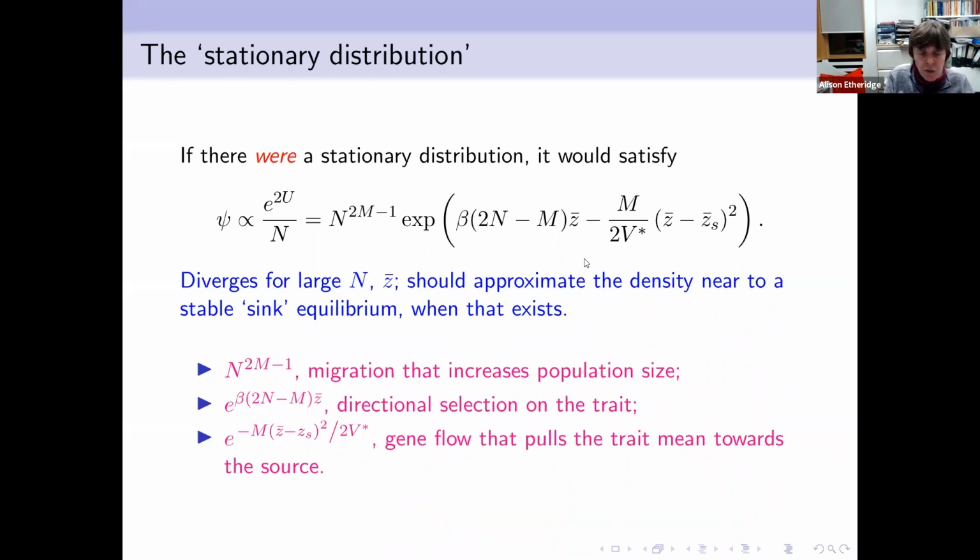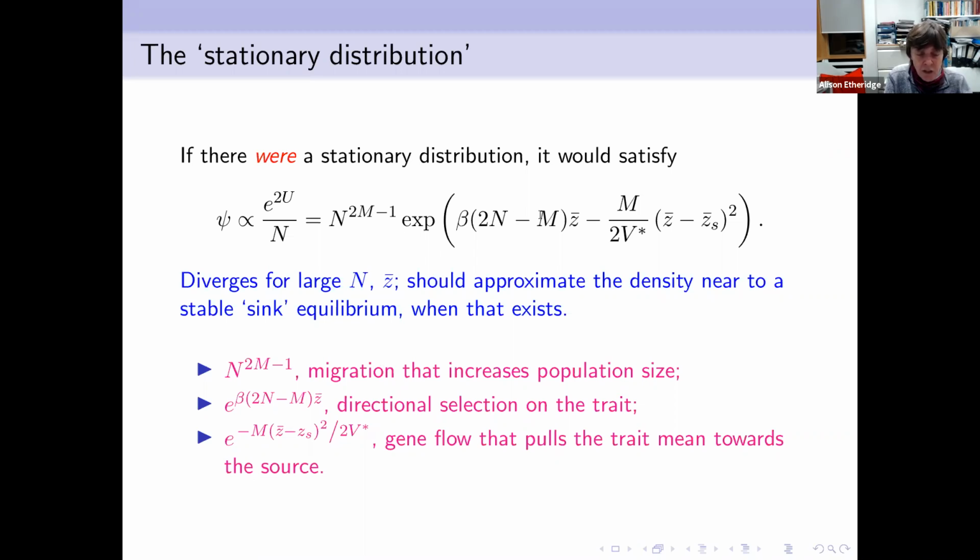And now this isn't a stationary distribution because you can't integrate this thing. But on the other hand, you can hope that at least near a stable sink, it's going to give you a good approximation. So a long way away from that, when we're out near infinity, we're going to expect our population size to be controlled by some sort of logistic control, say, so that we could integrate. So let's just think about what this would tell us close to a stable sink. And you see three terms. We see this term, which is increasing as migration increases. That's going to increase the population size.